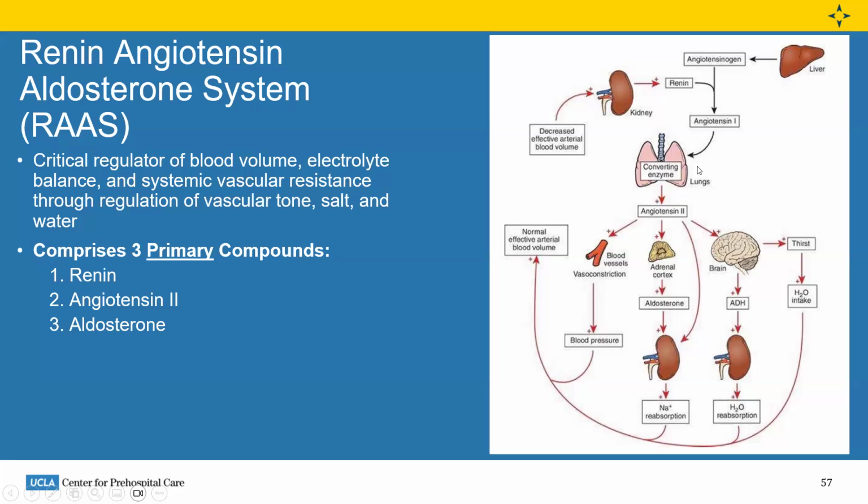This might look like a nightmare here. I used to hate pictures like this, but again, we're going through it step by step. So hopefully it all is cool in the end. Essentially, there are three primary molecules that we're going to see involved in this: renin, angiotensin 2, and aldosterone. There are going to be other factors as well, but these are what form that system.